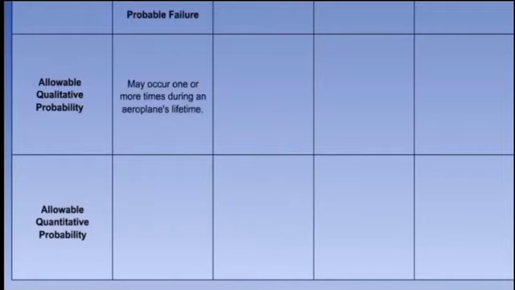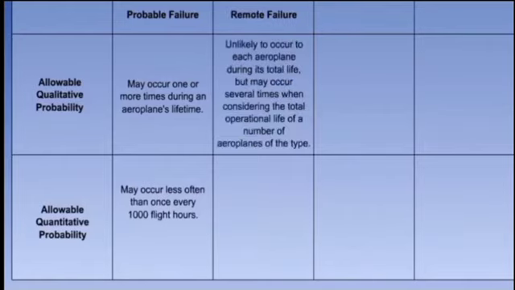A probable structural failure condition is expected to occur one or more times during an airplane's lifetime, or less than once in 1000 flight hours. A remote failure condition is very unlikely to occur to each aircraft during its life, but it may occur several times when considering the life of a number of airplanes of the same type, or it may be considered as less than 1 lakh flight hours.